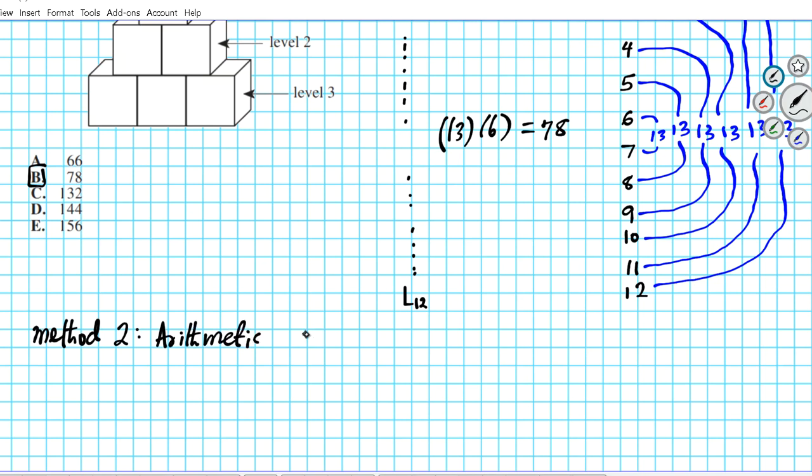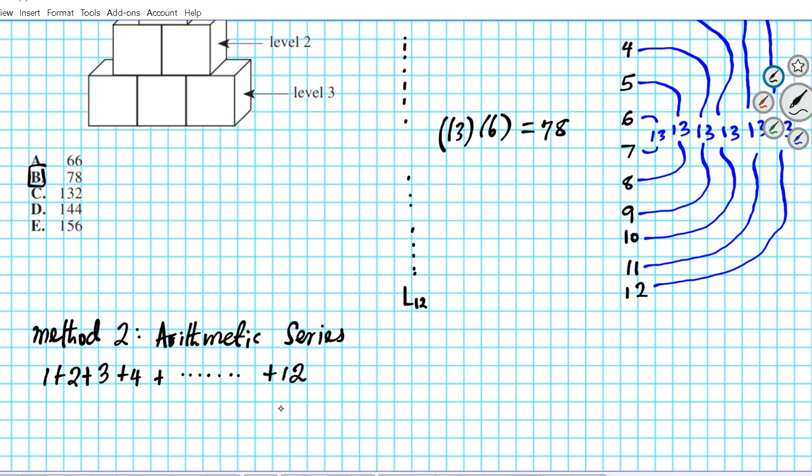So in order to use this method, first of all, you have to know what an arithmetic series is, and secondly, you need to know what the formula is. Okay, let's take a look at these numbers that we're working with here. We have 1 plus 2 plus 3 plus 4, and it goes on all the way to 12.